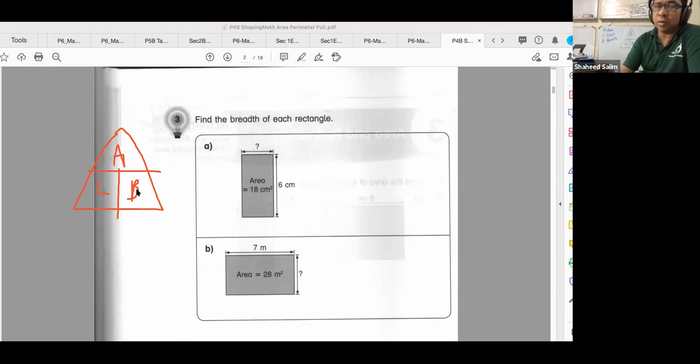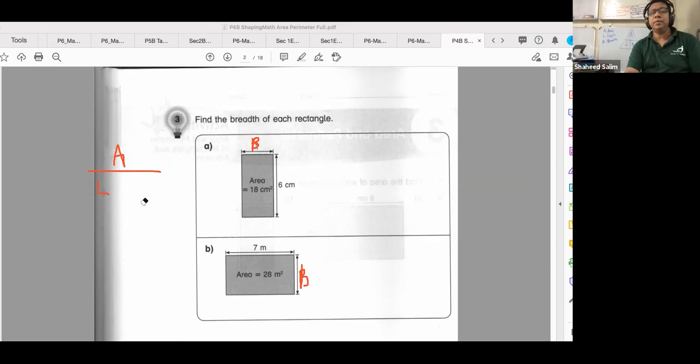So in this case, they want to find the breadth. How to find the breadth? Cover the breadth. How to cover? Okay, I cover it. And then what do you get? This is your formula. Area divided by length.